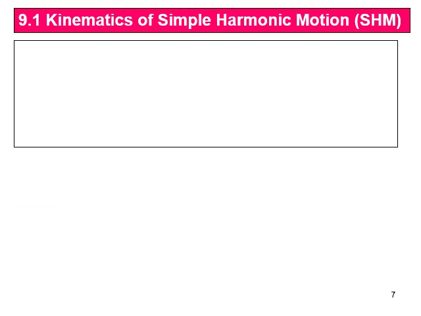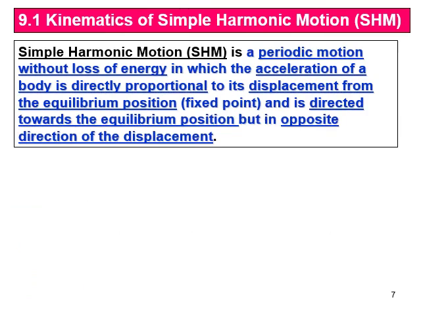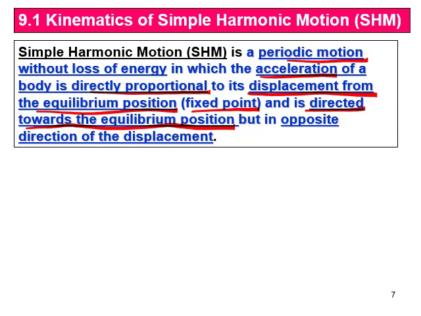Kinematics of simple harmonic motion. Simple harmonic motion is a periodic motion without loss of energy in which the acceleration of a body is directly proportional to its displacement from equilibrium position or fixed point, and it is directed towards the equilibrium position but in the opposite direction of the displacement.